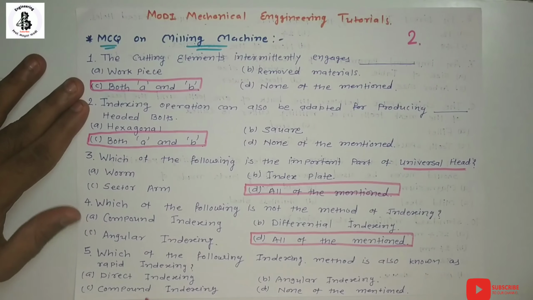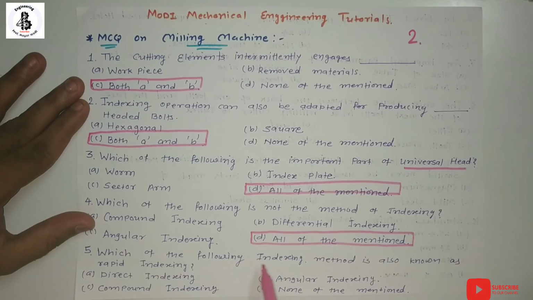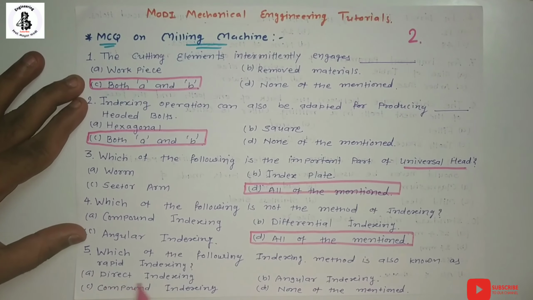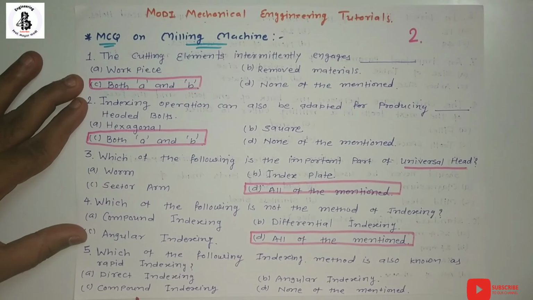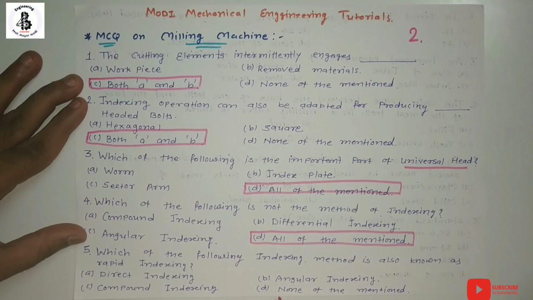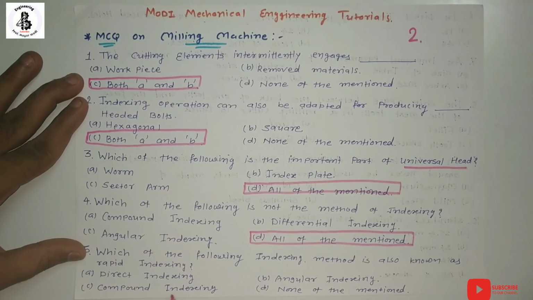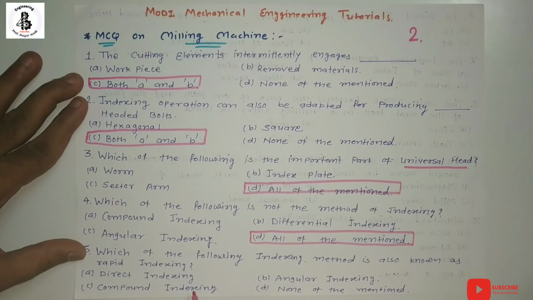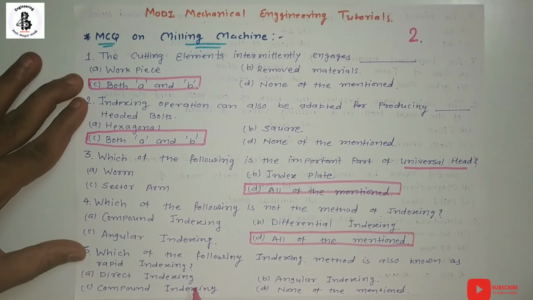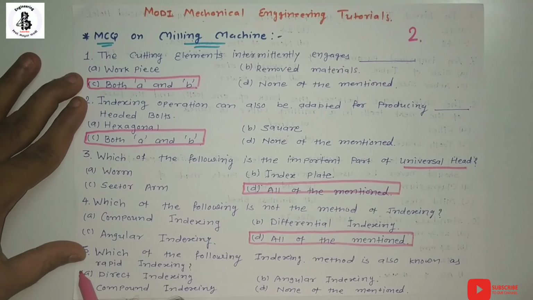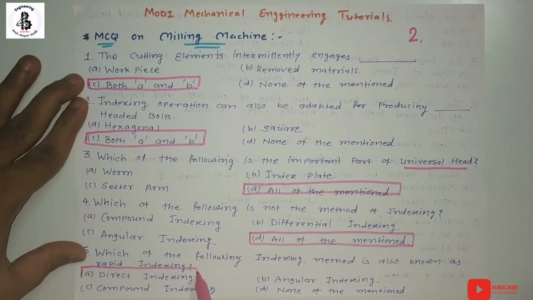The next question, which of the following indexing methods is also known as rapid indexing? Option A, direct indexing, option B, angular indexing, option C, compound indexing, and option D, none of the mentioned. So basically, the direct indexing method is used as one of the fastest indexing methods, or you can say rapid indexing method. So the option A, direct indexing.